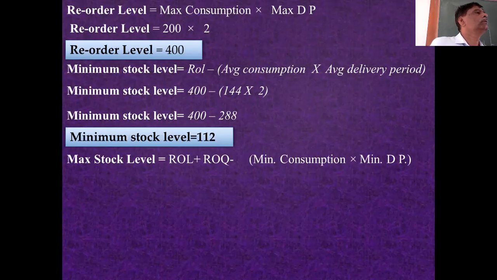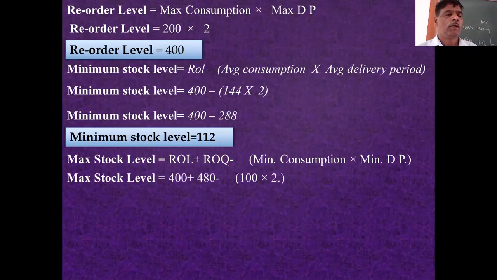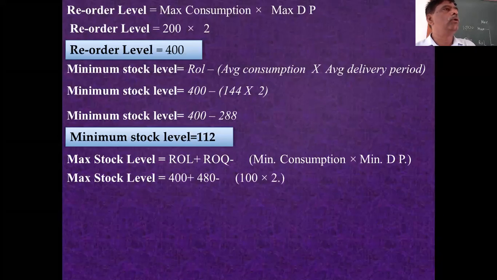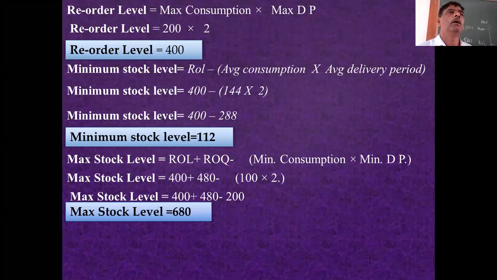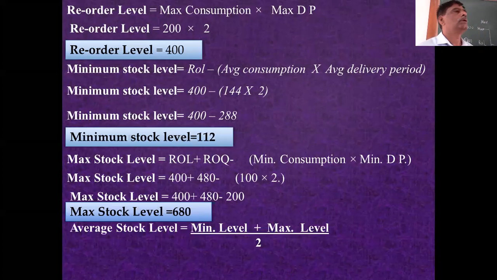Then next is maximum stock level. Maximum stock level is equal to ROL plus ROQ minus minimum consumption into minimum delivery period. Okay, minimum consumption into minimum delivery period. So 400 is the ROL you calculated, and ROQ is given in the problem. Reorder quantity 480, and minimum consumption is 100 units. Minimum delivery period is 2. You multiply that, you will get 400 plus 480 minus 200. Clear? Answer is 680. Okay.